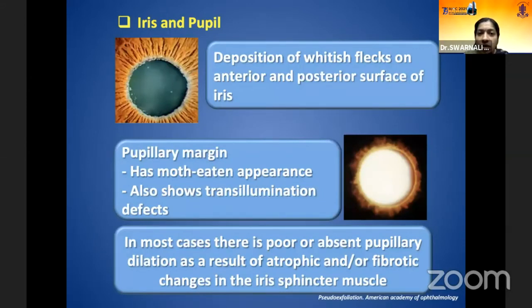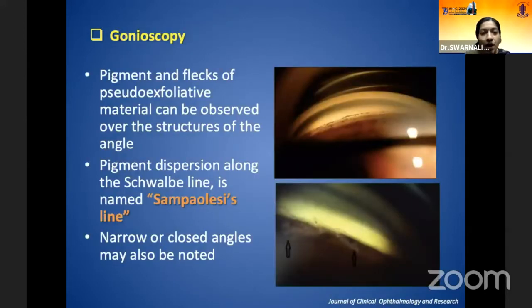On examining the iris and the pupil, there will be deposition of whitish flakes on the anterior and posterior surface of the iris and at the pupillary margin, which might show a moth-eaten appearance and have transillumination defects. In most cases, there is poor or absent pupillary dilatation as a result of atrophic and fibrotic changes in the iris sphincter muscle, and these patients usually tend to have a more rigid pupil.